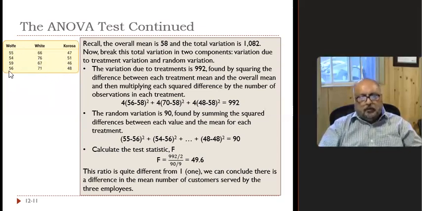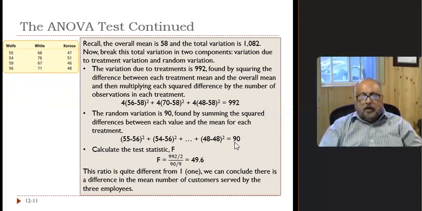Okay, so let's start with Wolf. For Wolf, we have mean 56. So 55 minus 56 squared, right? And then 54 minus 56 squared, 59 minus 56 squared, 56 minus 56 squared, and keep adding them up. Then going to White, the mean of White is 70, right? Then we have 66 minus 70 squared, 76 minus 70 squared, and so on. If we add all these values together, we get 90.